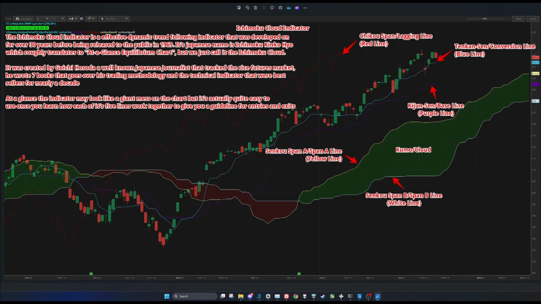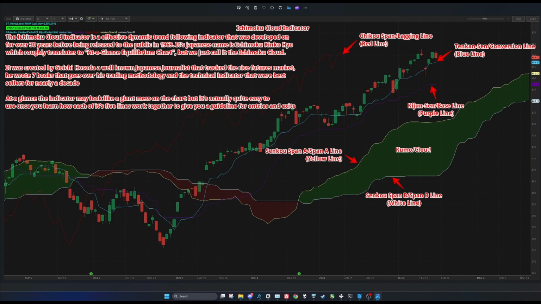The next line is the Kijun-sen baseline. Kijun-sen is the Japanese name, baseline is what we call it in English. It's this purple line here. Next up, we have the Senkou span A, which is this yellow line on the top of the Kumo, this cloud portion. The next line is the Senkou span B. To make it easier, we'll just say span A and span B. Span B is this white line at the bottom of the Kumo.